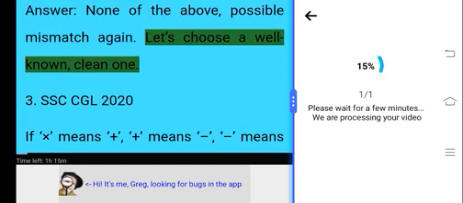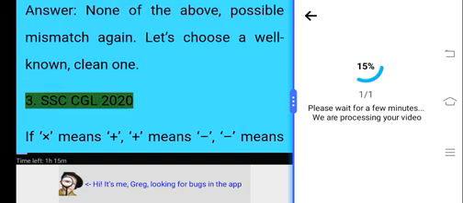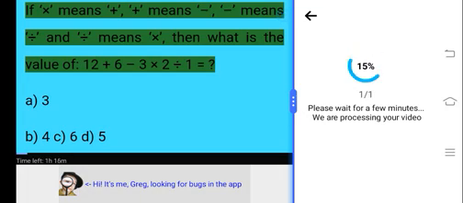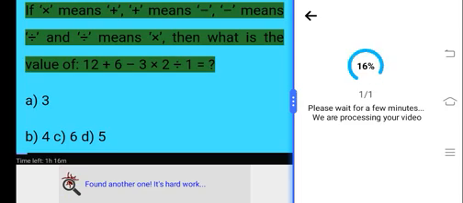Possible mismatch again. Let's choose a well-known, clean one. Question 3, SSC CGL 2020: If × means +, + means ÷, and ÷ means ×, then what is the value of 12 + 6 ÷ 3 × 2 ÷ 1 equals?